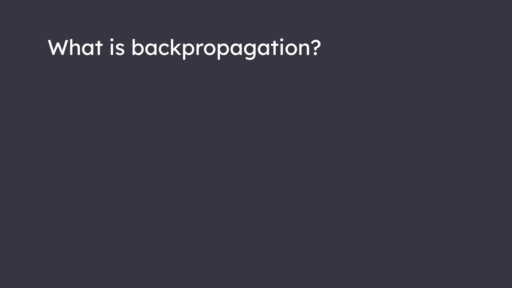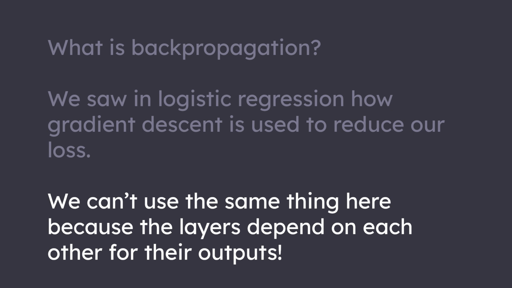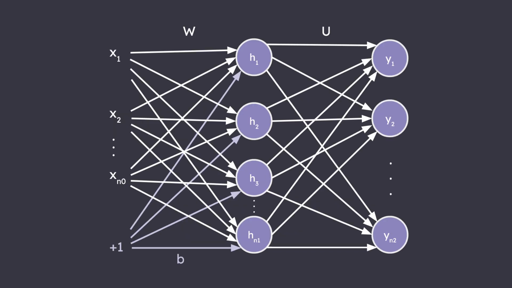What is backpropagation? We saw in logistic regression how gradient descent is used to reduce our loss. We can't do the same thing here because the layers depend on each other for their outputs. Let's walk through what training looks like conceptually.